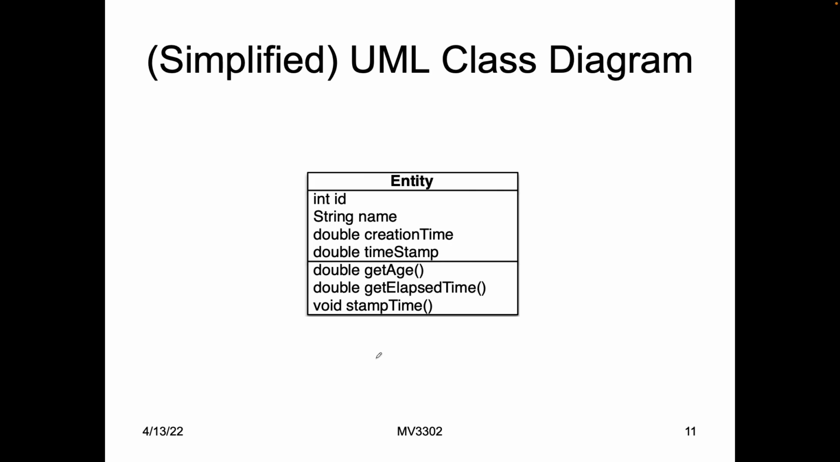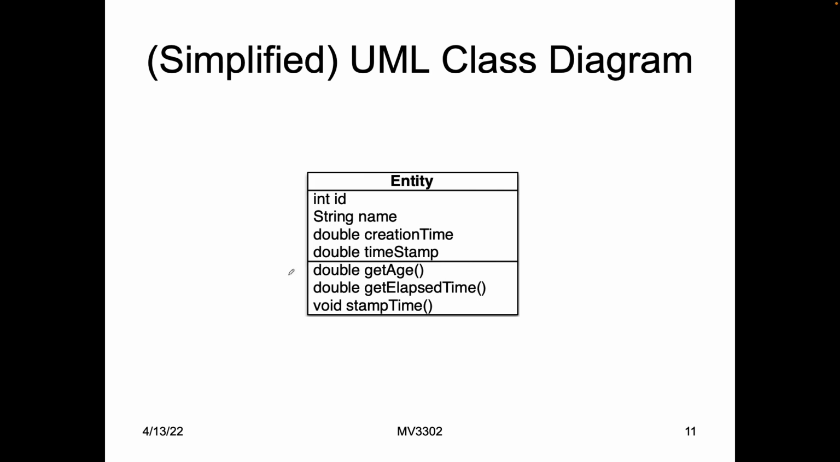Okay, if you remember our simplified UML class diagram, basically we have the name, creation time, and timestamp. It also has one of these ID things, which is done in the same manner that we did last quarter, where you have this static variable that gets incremented. So each entity will have a unique ID. Sometimes that's necessary when we have it on a sorted set.